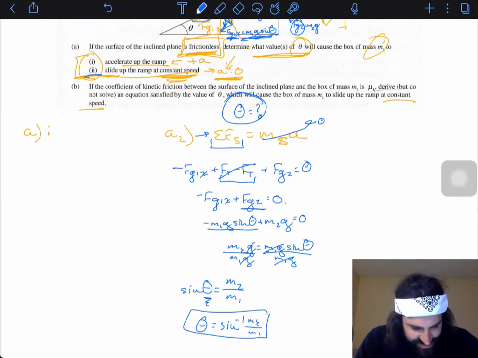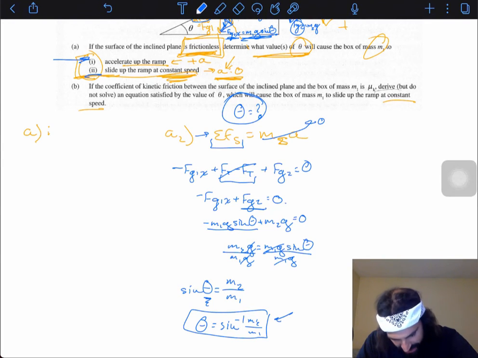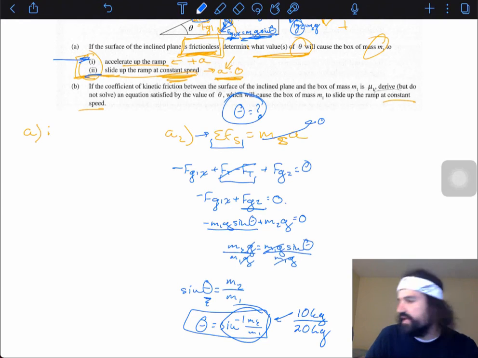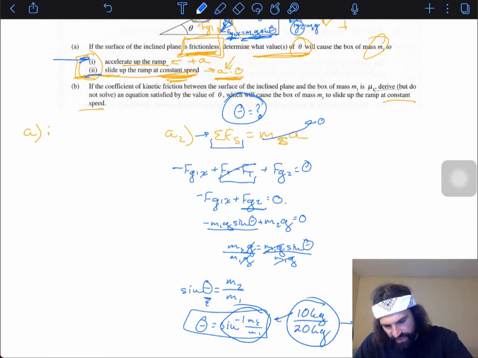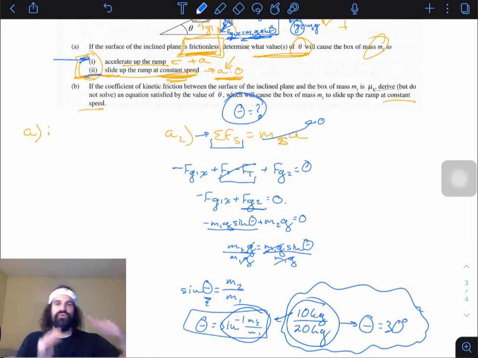let's read part 1. Accelerate up the ramp. If this is the perfect angle, let's say mass 2 was 10 kilograms and mass 1 is 20 kilograms. If you did sine negative 1 of m2 over m1, you would get a number that exists. And you would find that the angle that keeps it perfectly aligned with these two masses, theta, would be 30 degrees. This is not part of this problem. This is me showing you what I mean.